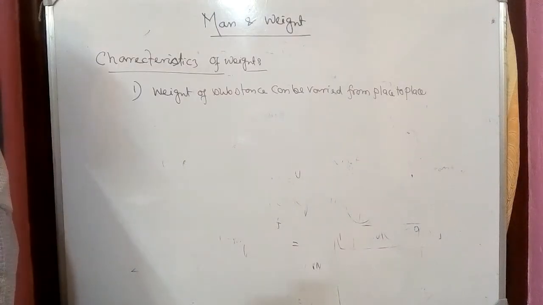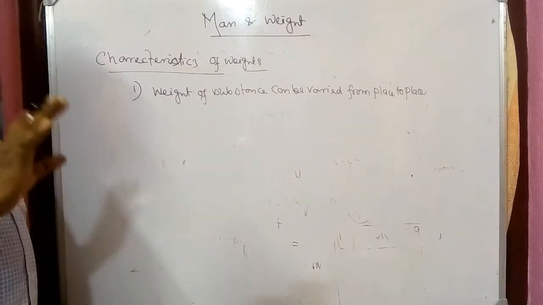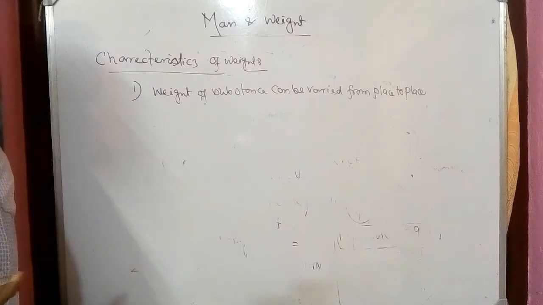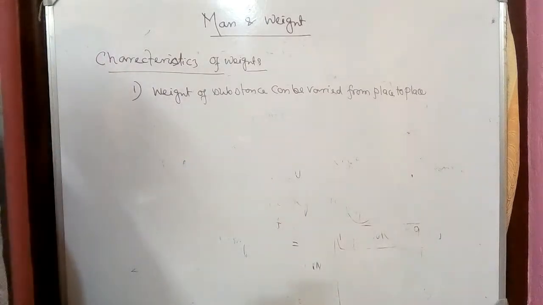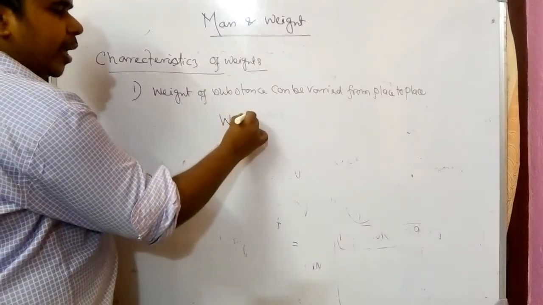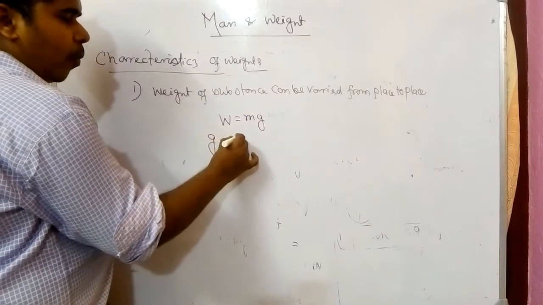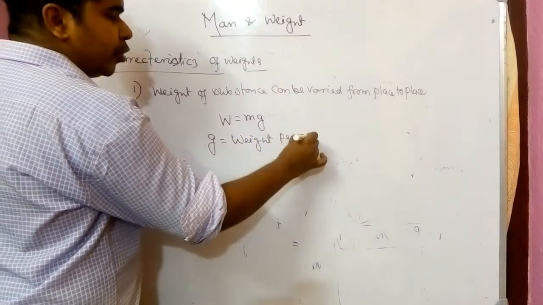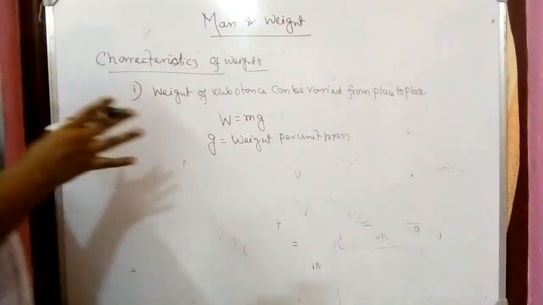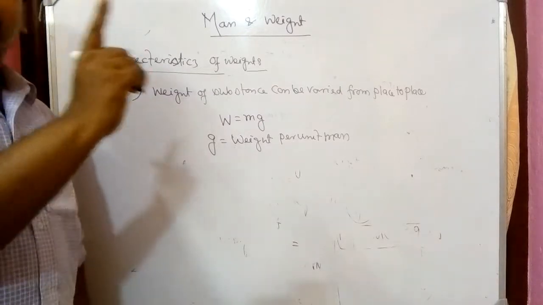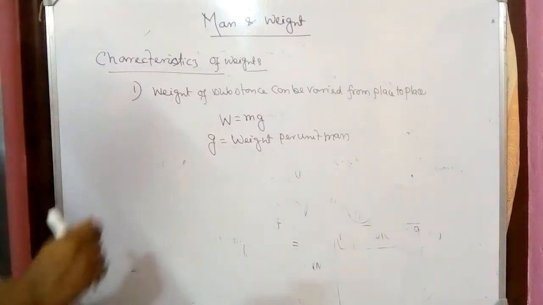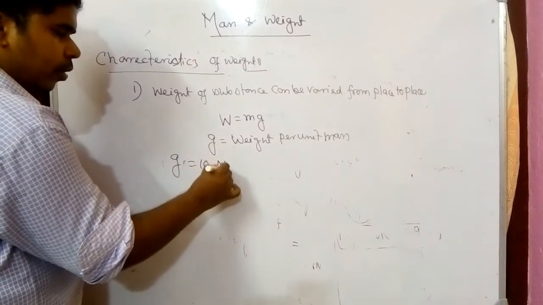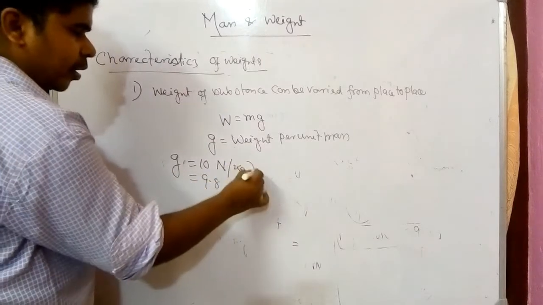For the case of mass, we have said that the mass of a substance cannot vary from place to place, because it is the quantity of matter in a substance, and it should remain the same if you take it to another place. But weight can vary. Just like we all know W equals m into g, where g is, sorry, weight per unit mass. Now you see, weight per unit mass means 1 kg mass, so here unit means 1 kg we have taken. So the value of g should be 10 or 9.8 on earth.